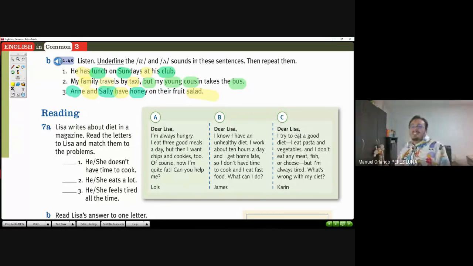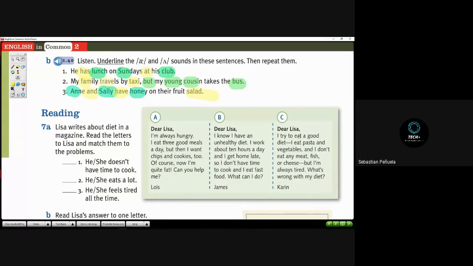Go ahead. Read, please. Dear Lisa, I try to eat a good diet. I eat pasta and vegetables, and I don't eat meat, fish, or cheese. But I am always tired. What's wrong with my diet? Karen.